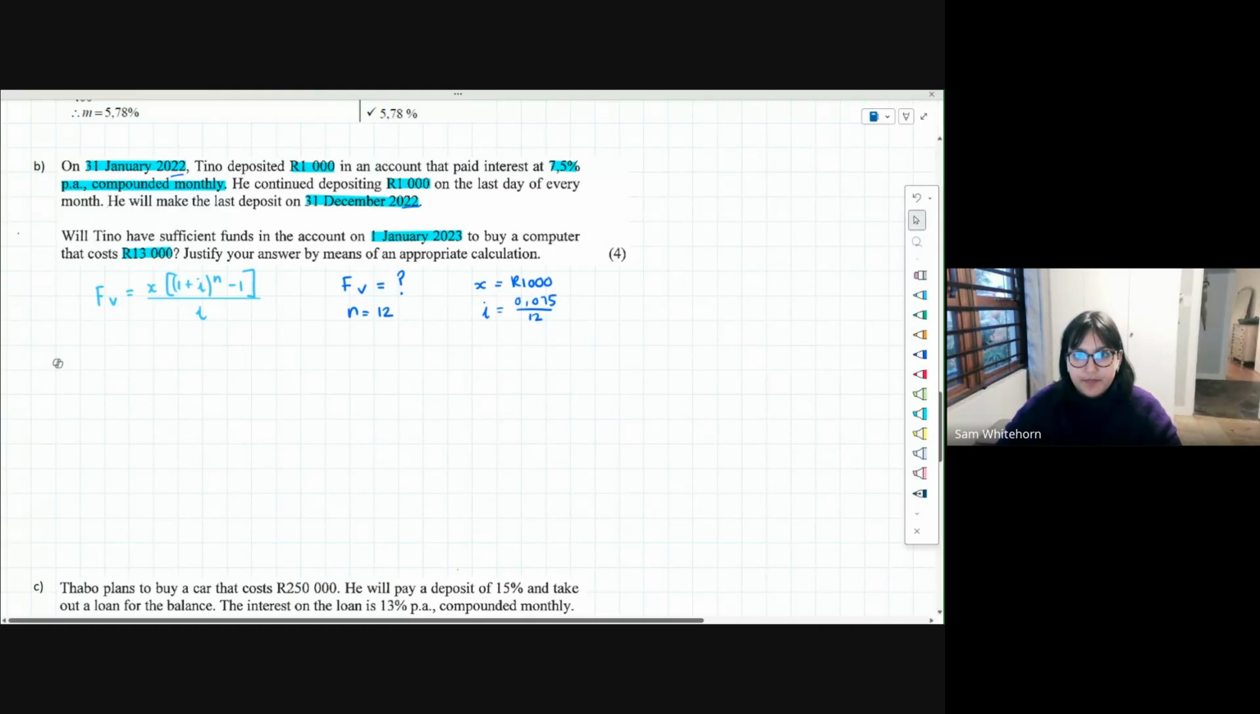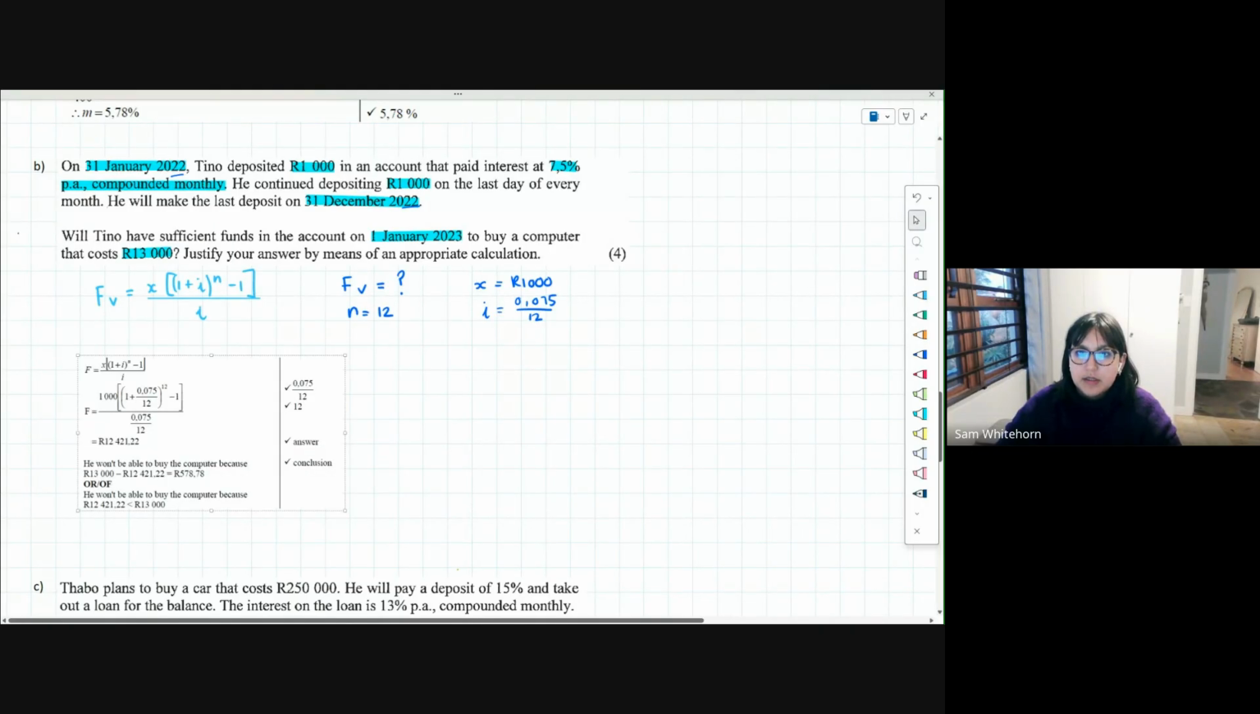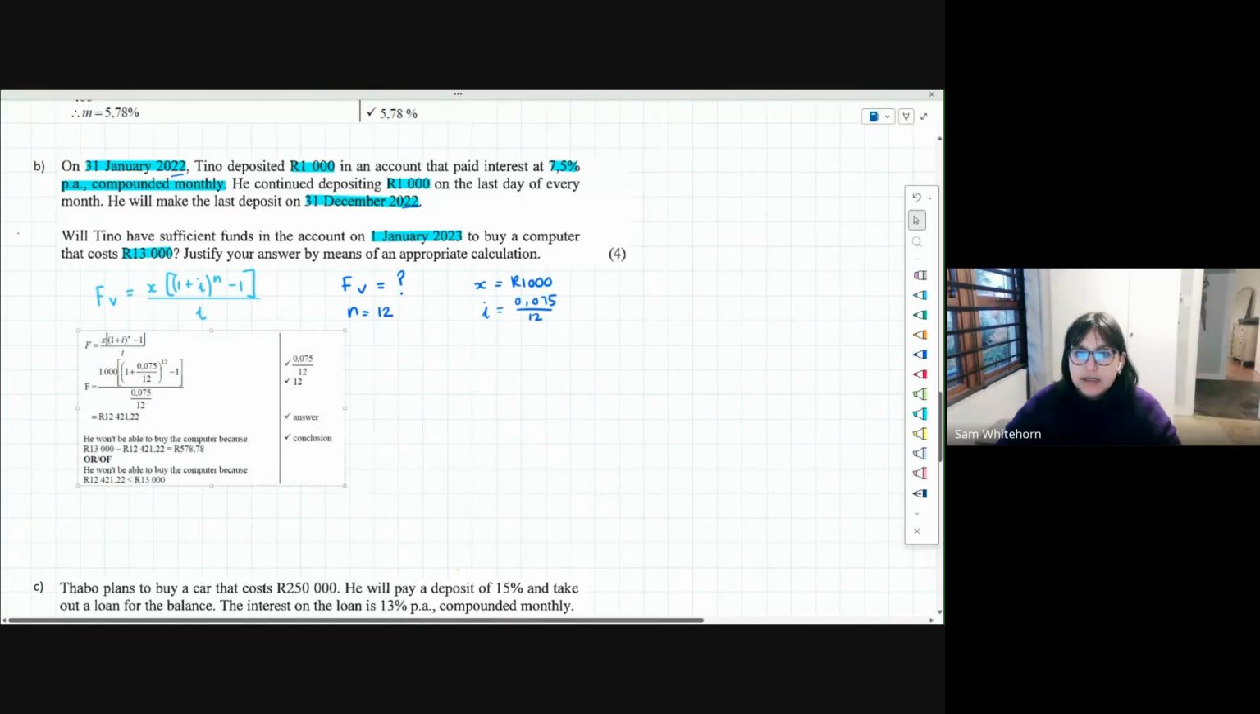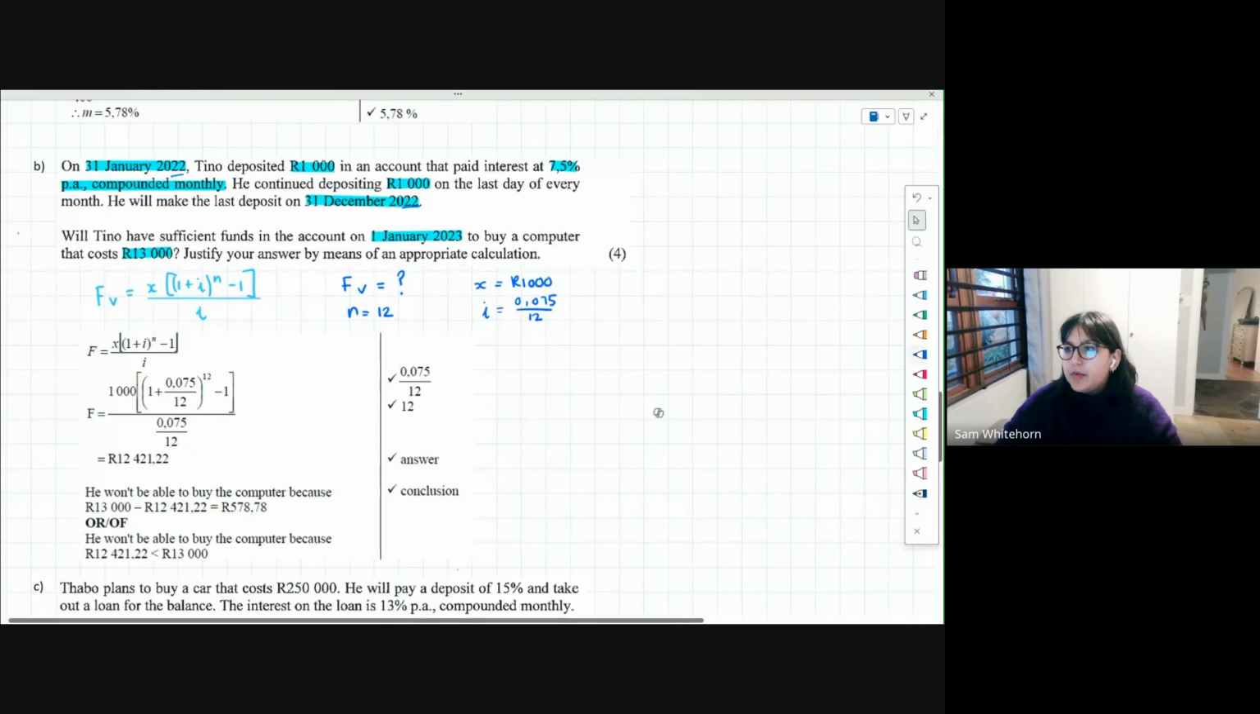Alrighty, let's see. Okay, so again, I'm just putting this here so we can see mark allocations. This is how we would work it out. And like I said, I've done the first 2 marks with you. So you're getting a mark for understanding your interest rate needs to be compounded, so that division by 12 and understanding it's a percentage. You're getting a mark for your N value. Then quite literally substitute in, get an answer and make a conclusion, which was he won't be able to buy the computer because he's 578 Rand 78 cents short.